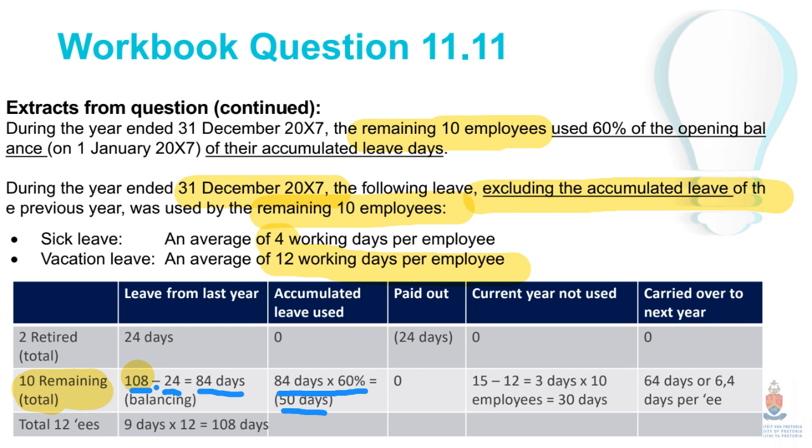How many days are remaining? Another way that you can calculate that is by saying 84 days times 40%. Why 40%? Because if 60% was used, then 40% must be remaining, obviously, right? So how many days is that? I need a number in the chat. How many days is that?